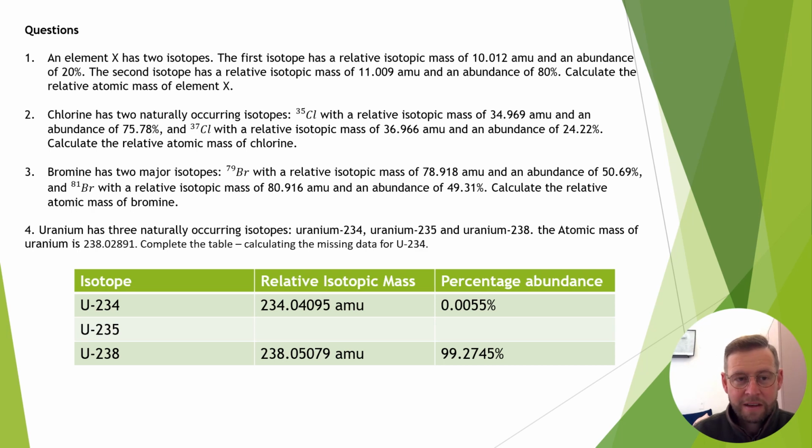So now it's time to put our knowledge into practice and have a go at some questions. The first three questions here are all the same format. You're given the relative isotopic mass of two different isotopes and their percentage abundance, and it wants you to calculate what the relative atomic mass of this element is. The final one requires you to work backwards to one of those numbers that was given in the first three examples. It's given you the answer, and wants you to work back to the question.